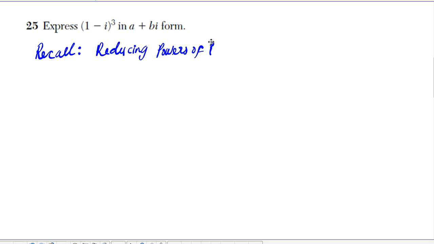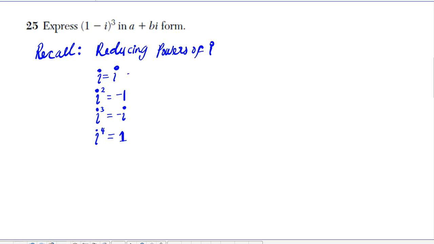Now, if you have i, that's okay. You don't have to do anything. But when you have i raised to the second power, this has to be reduced to negative 1. i to the third power has to be reduced to the product of these two, which is negative i. And then i to the fourth power has to be reduced to i squared times i squared, which is 1. Now the cycle repeats itself, okay?